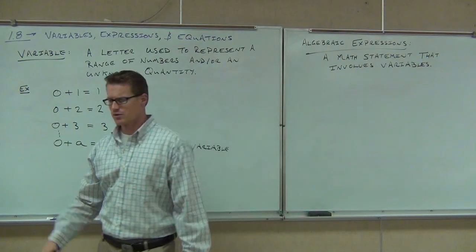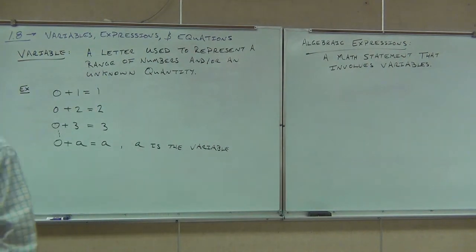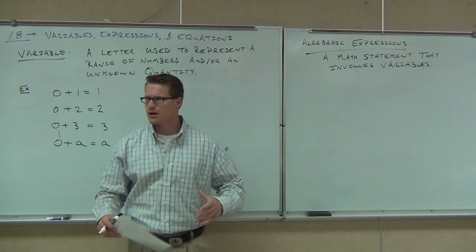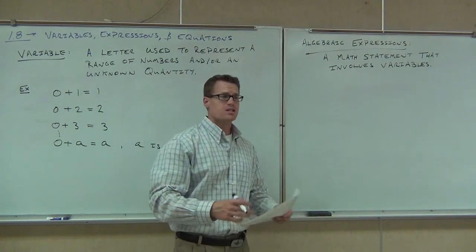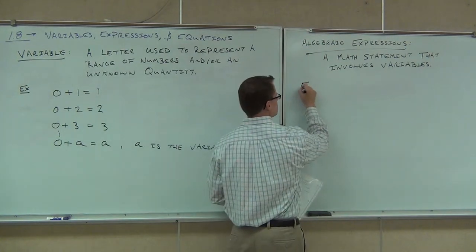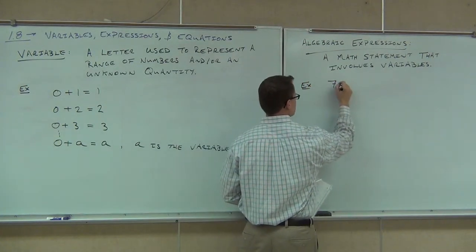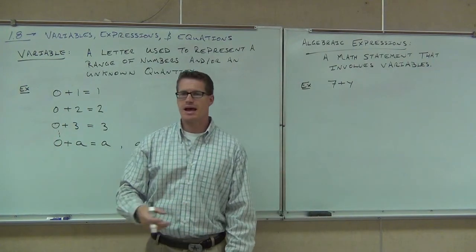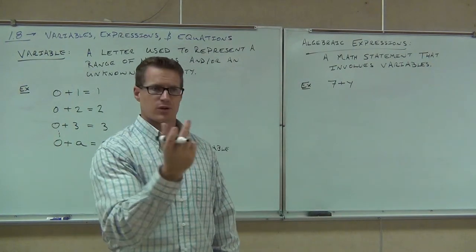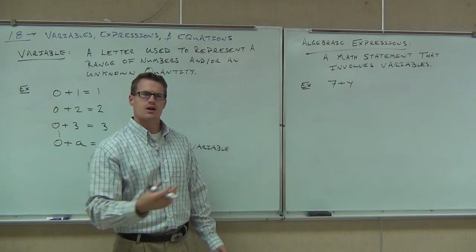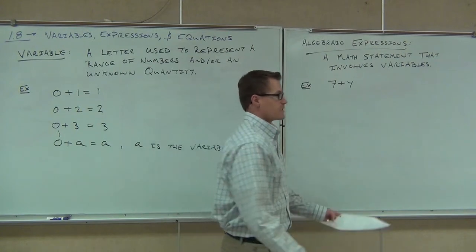That statement involves variables, which we just talked about. I'd like to give you a couple examples of some algebraic expressions, just so you see them. Some of them we've already even dealt with. When you see something like this, it's an algebraic expression. It's got the number 7, it has a plus in the middle of it, and it has this y at the very end, which is our variable in this case. So that's an algebraic expression just by its very nature.